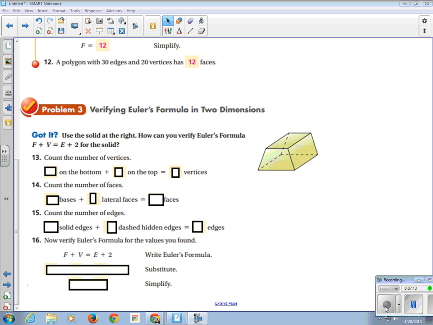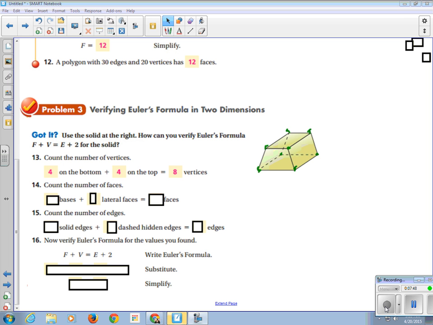All right, so use the solid at the right, this nice little trapezoid prism. How can you verify Euler's formula, F plus V equals E plus 2, for the solid? So we count the number of vertices. That's corners. 1, 2, 3, 4 corners on the bottom, and 1, 2, 3, 4 corners on the top, for a total of 8 vertices.